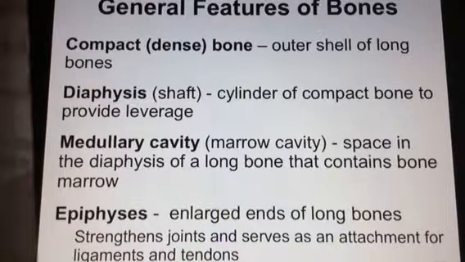And then the ends of the long bones that are kind of enlarged or look like bulbs at the end, that's called the epiphysis. Those areas strengthen the joints by having a wider point of attachment and serve as an attachment for ligaments and tendons.